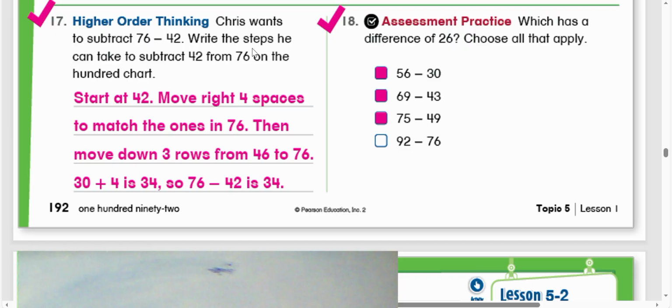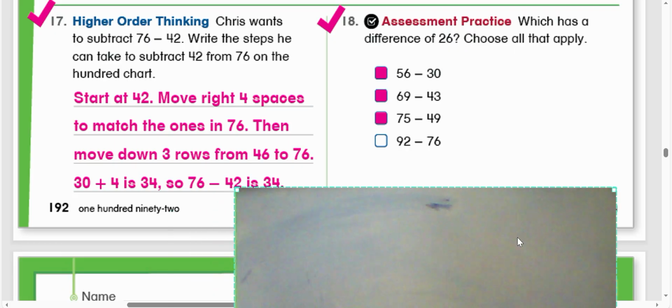76 minus 42, you can find the answer. We can count up 4 steps and left hand side 2 steps. Move up 4 spaces to match the ones in 76, then move 2 rows. That's the difference. The answer is 34. We can find the difference to check your answer.